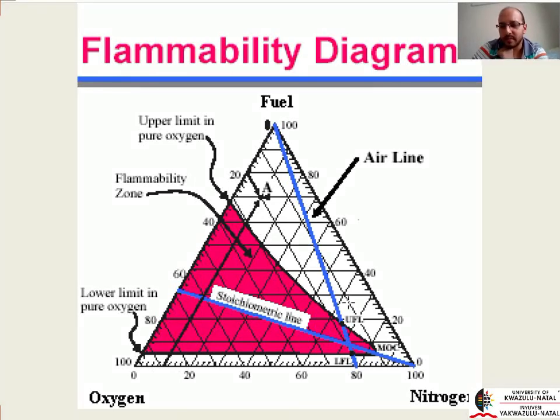Along your air line over here, this point here is known as your upper flammability limit. So this takes into account if your fuel is burning in the presence of air. That is your upper flammability limit composition. And here would be your lower flammability limit. Now if you have all of these points, you can draw up a flammability zone. The final point here is known as your minimum oxygen concentration, or it's also called LOC, the limiting oxygen concentration.